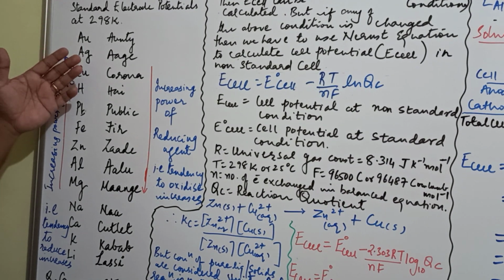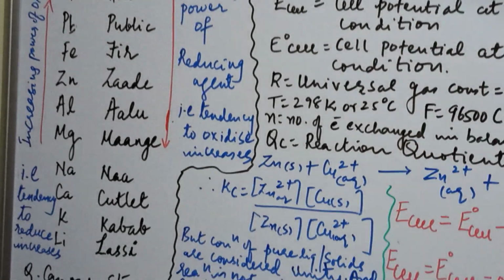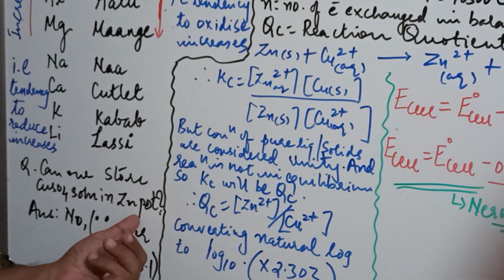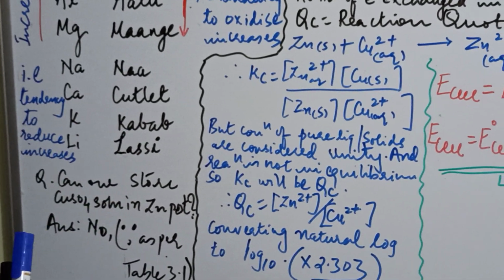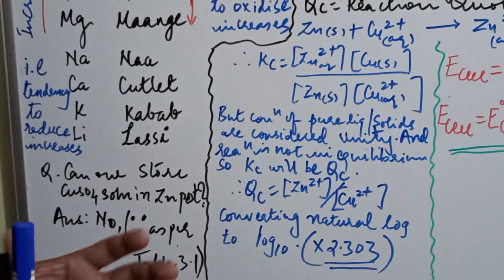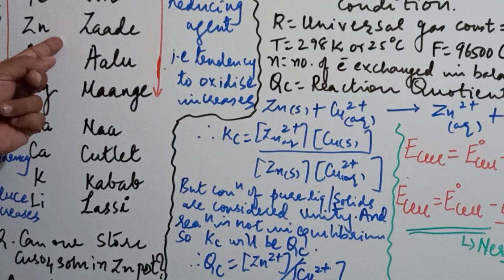Now, some of the common questions that are asked. Can one store copper sulfate solution in a zinc pot? This is a normal standard question that comes in most of the exams. So your answer has to be no. My dear students, your zinc comes over here and the copper comes here.